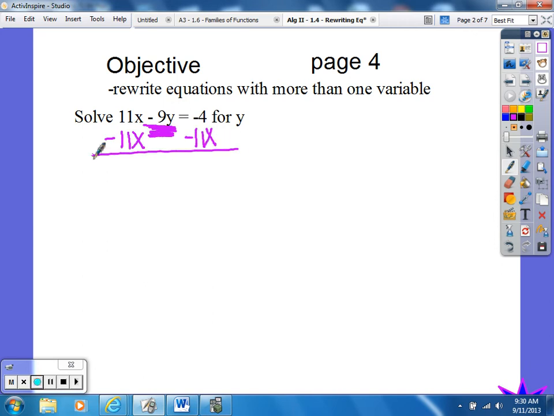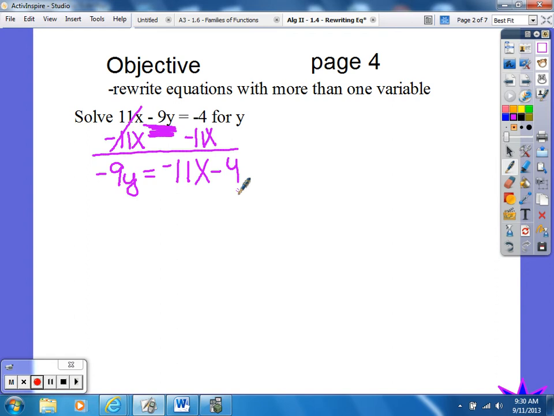So if I subtract 11x, I have left on this side negative 9y, and on the other side I have negative 11x minus 4. Now, I do purposely put the x part first and the number part second. Because like Mason said, eventually we're going to graph these. And I like my slope to be first and my y-intercept to be second.